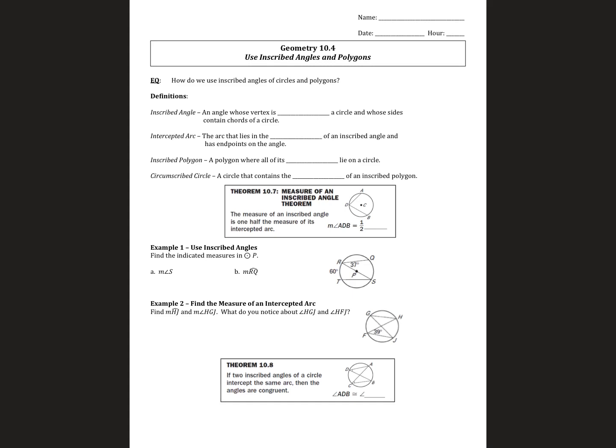We're continuing with Chapter 10. We're going to be talking about angles regarding circles today. There are circles that are inside the circle, on the circle, and outside the circle. And today we're talking about angles that are on the circle, which are called inscribed angles, okay? So 10.4, the name of the lesson, is use inscribed angles and polygons. The essential question is how do we use inscribed angles of circles and polygons?